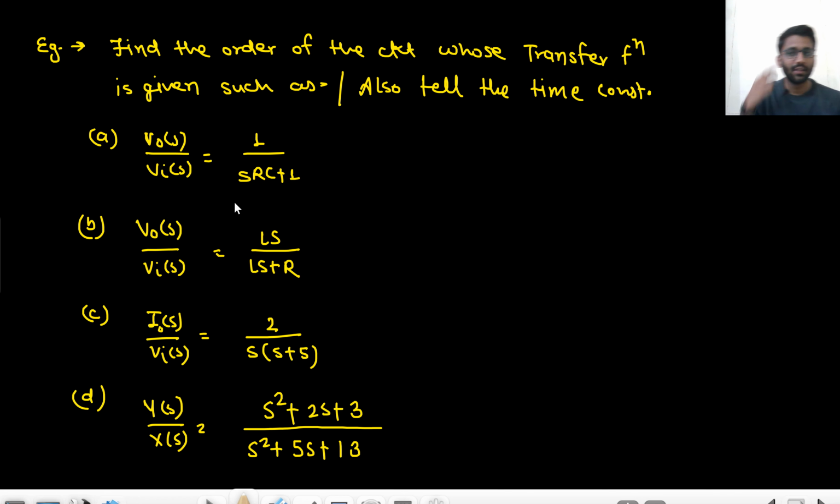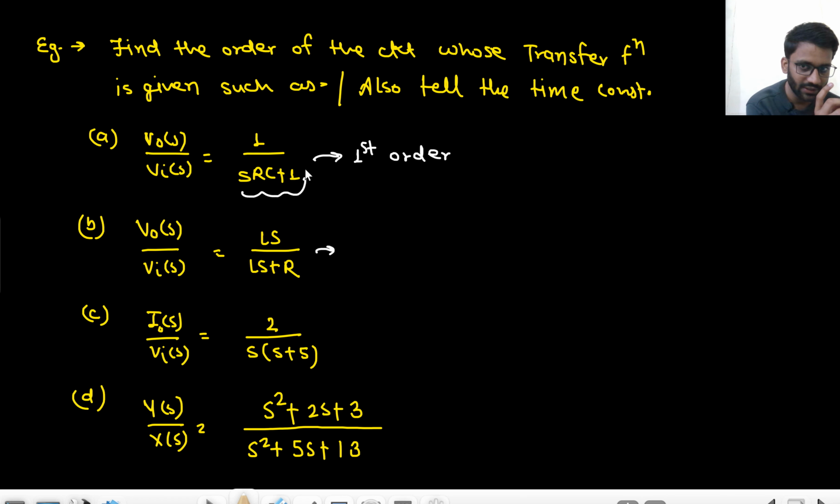Now we will see the example. So these transfer functions are given to you: V naught s by V in s, V naught s by I in s, I naught s by V in s, anything, or Y(s) by X(s). This transfer function is given to you, and you have to tell the order. What is the order of the circuit? First order. What is the order of this circuit? It is also first order.